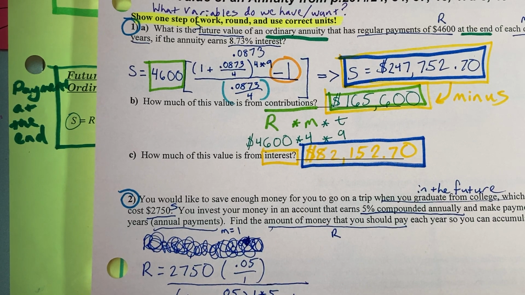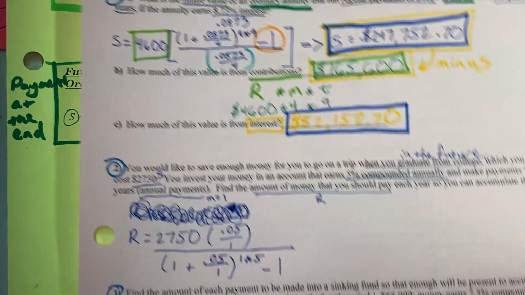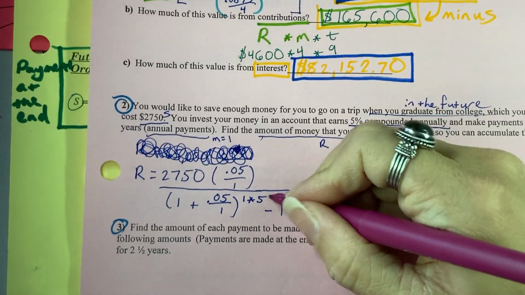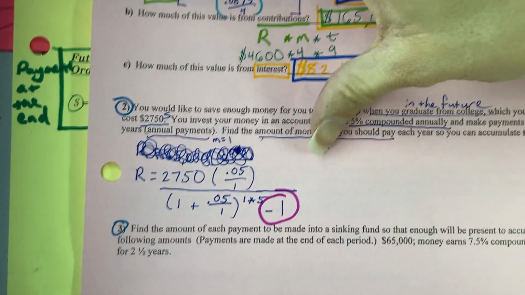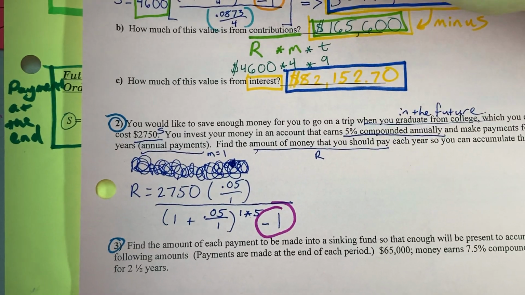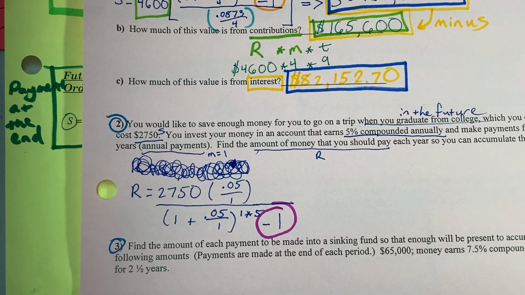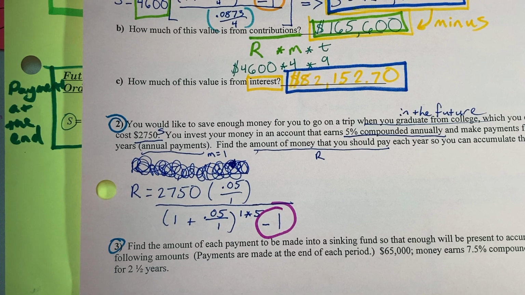So first question, which variable are we solving for on number 2? We're solving for R because we're looking for the amount of money that we should pay in each year so we can accumulate that amount. So folks, which formula are we going to be using if I'm solving for R? It has to be a sinking fund. So that tells us we're going to use that middle equation. See if you can do the setup, keeping in mind that your M is going to be 1.